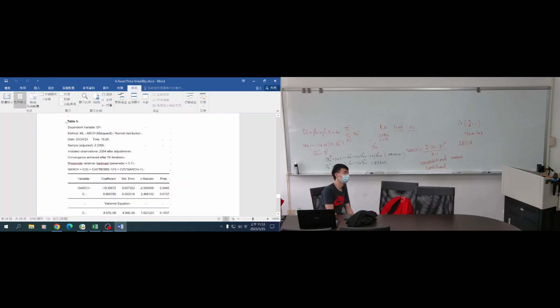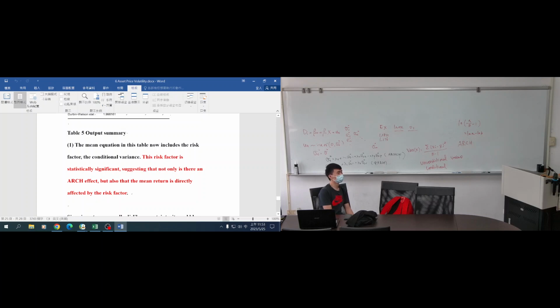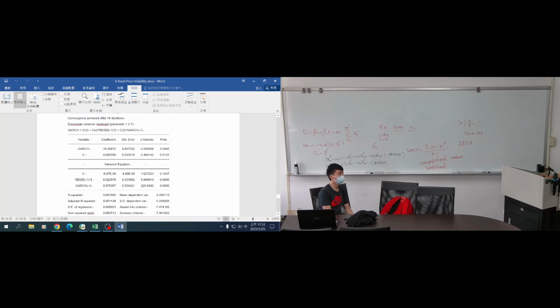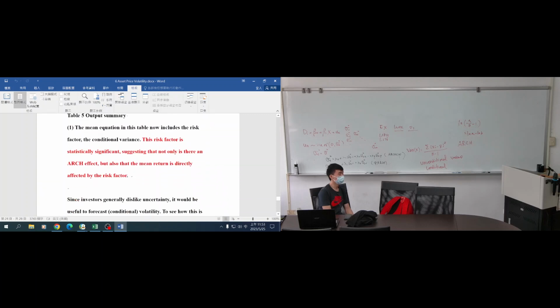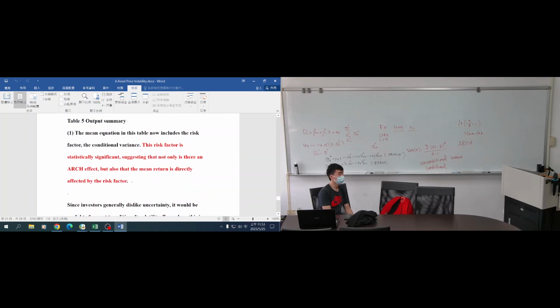Let me see the output of this one, okay? The mean equation in this table now includes the risk factor, which is the GARCH, this part, and the conditional variance. This risk factor is statistically significant, suggesting not only is there an ARCH effect, but also the mean return is directly affected by the risk factors.